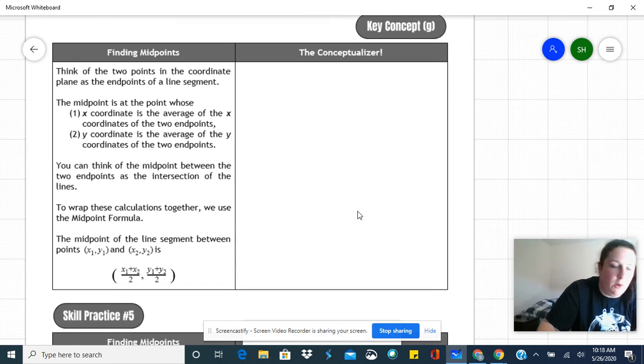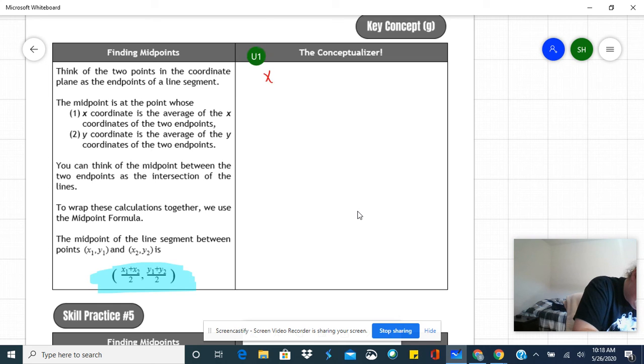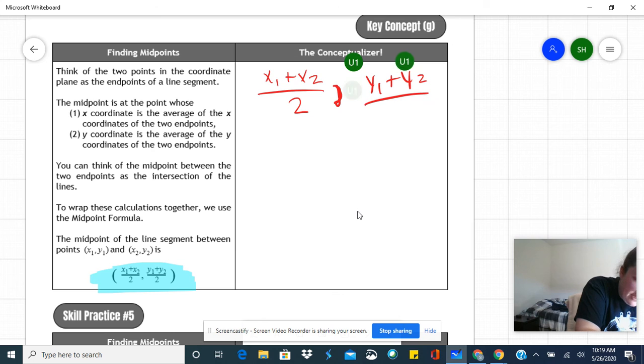So, finding the midpoint. There is a midpoint formula. This is the formula you need to know. It is very important. So, you have x1 plus x2 divided by 2 is your first point. That will be your new x point. And then you have y1 plus y2 divided by 2. That will be your new y point.